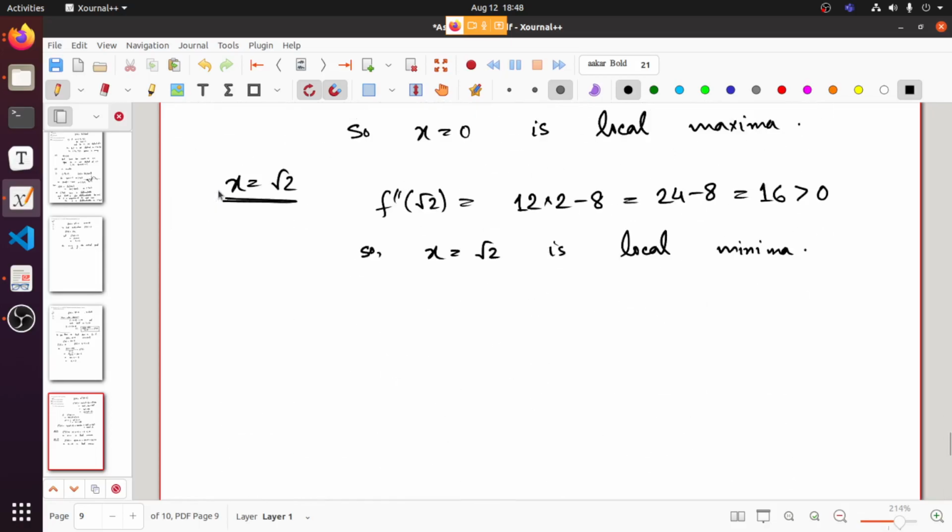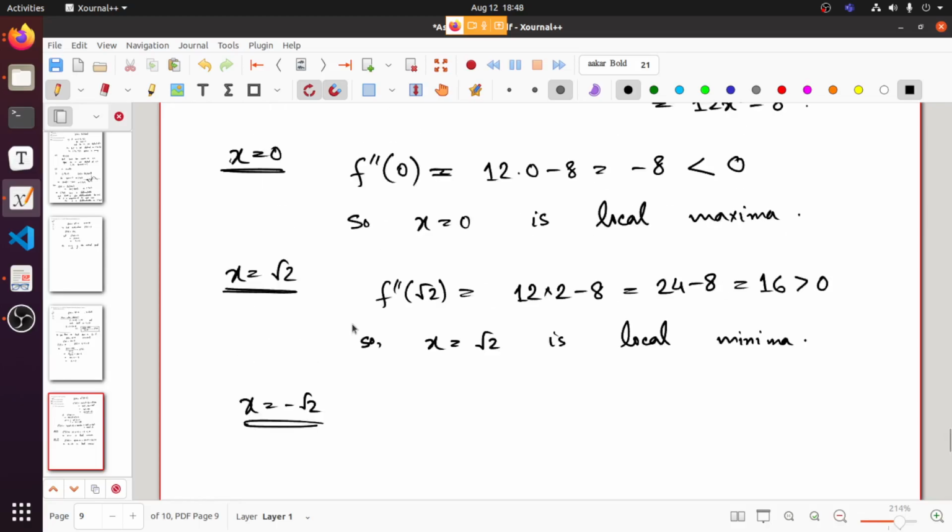Now check the last one, x equals minus root 2. Because it is x square, again what will it be? f double dash at the point minus root 2 will again be 12 into 2 minus 8, so 16, which is positive. So x equals minus root 2 is a local minimum, right?